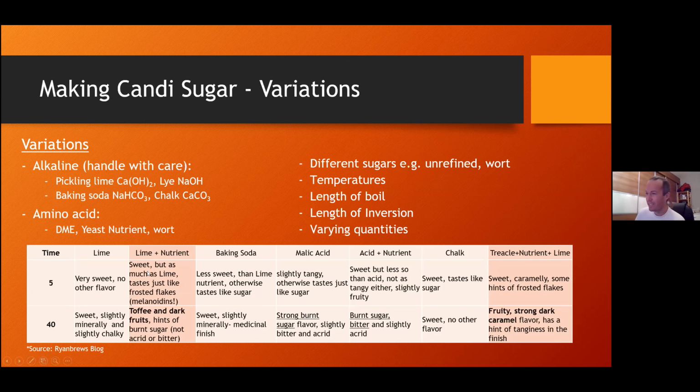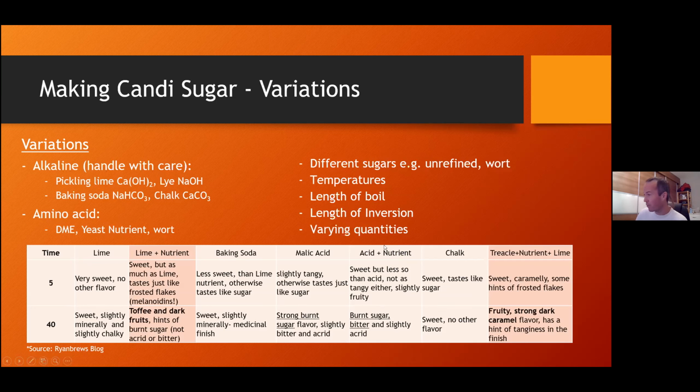What really stands out here is that he just used the lime. So that means he's not adding amino acids. So even after 40 minutes, he gets a sweet, minerally, slightly chalky flavor. Here he just adds baking soda, the malic acid, just an acid. Here's an acid and a nutrient. So here he is actually adding amino acid, but he's doing it at a low pH in an acidic environment. This is really interesting. He gets a burnt sugar bitter flavor.